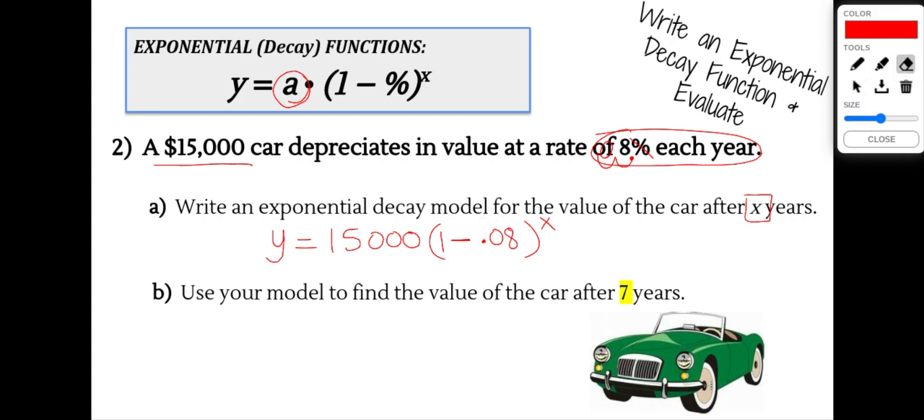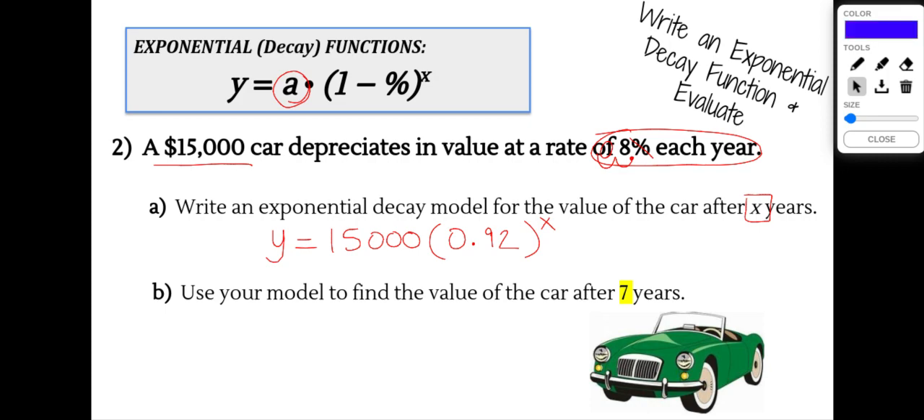So I'm going to erase this. You maybe just want to rewrite. So 1 minus 0.08 would be 0.92. Now notice that this number is less than 1, making it a decay. All right, so let's go to the next part.